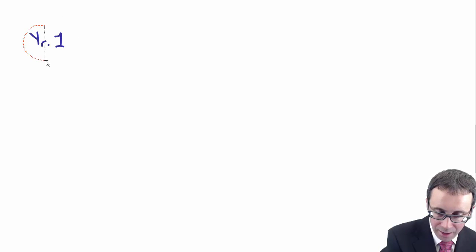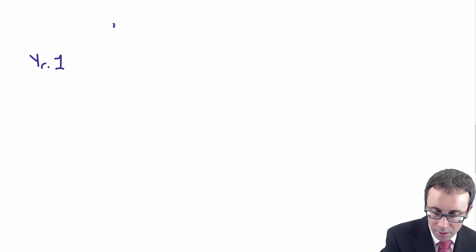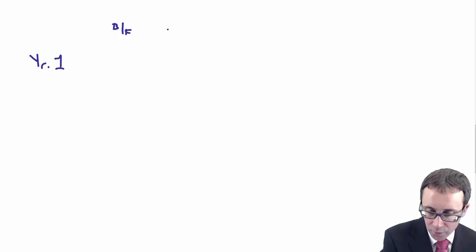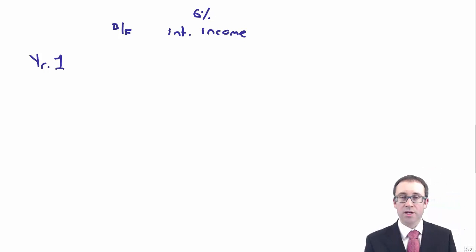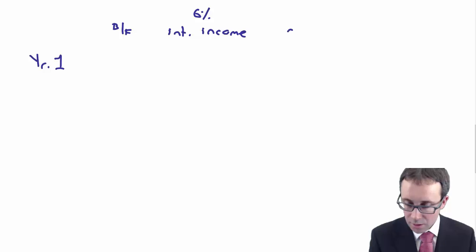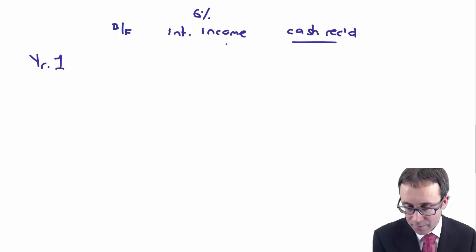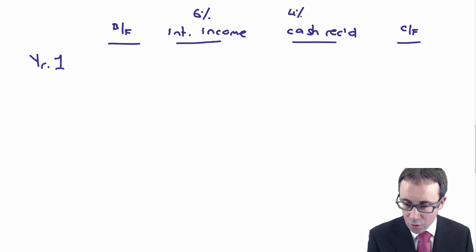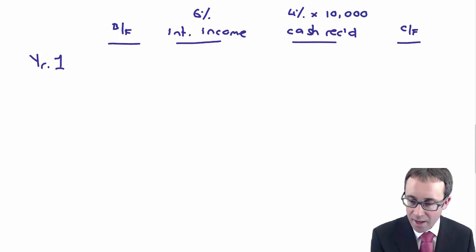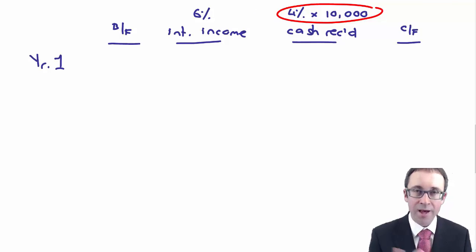Let's just move that down a little bit further so I have space at the top. I'm going to start off with my brought forward. I'm then going to look at my interest income, which is based upon your 6% coupon rate. You then look at the cash that you have received every year before you then look at the carry forward. Again, the cash received is the coupon rate multiplied by the par value. I can't emphasize how important that is.